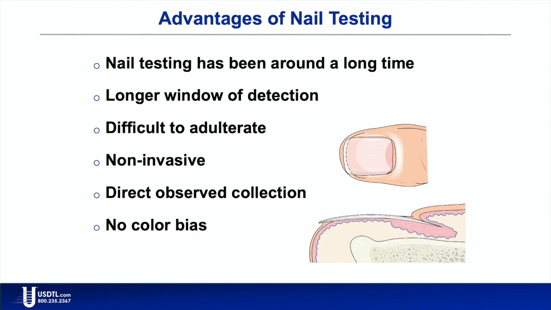Nail testing offers a slightly longer window of detection. The time that it takes for a nail to migrate from the germinal matrix to the distal edge is 4 to 6 months, depending on the health of the individual. And so when you make a clipping, you're getting a representation of that entire trip down the nail bed. So longer detection window for the drugs of abuse. It's still 3 months for ETG.